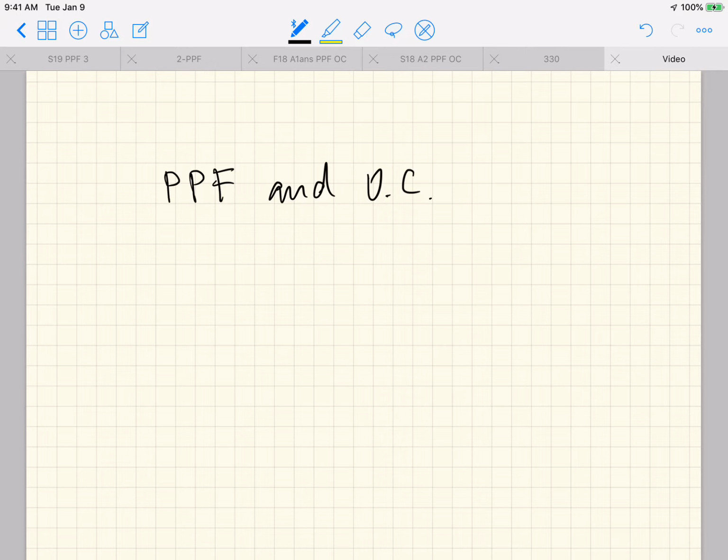Alright, so here comes a quick review of what we did today in class. So we talked about PPF and OC, and PPF stands for Production Possibility Frontier, and OC stands for Opportunity Cost. And we're going to look at two ways to describe production possibilities, which is either graph or a table. And then we will use both of those ways to talk about opportunity cost.